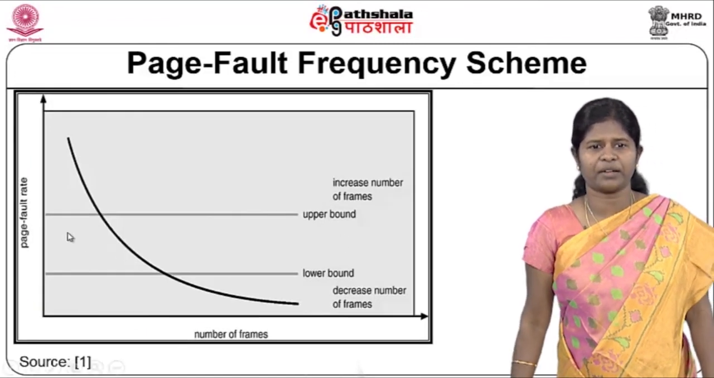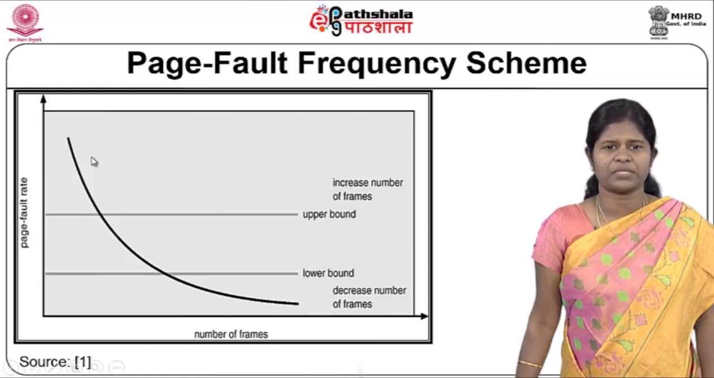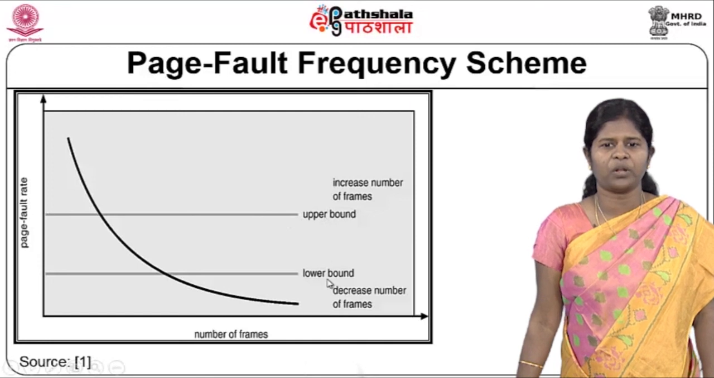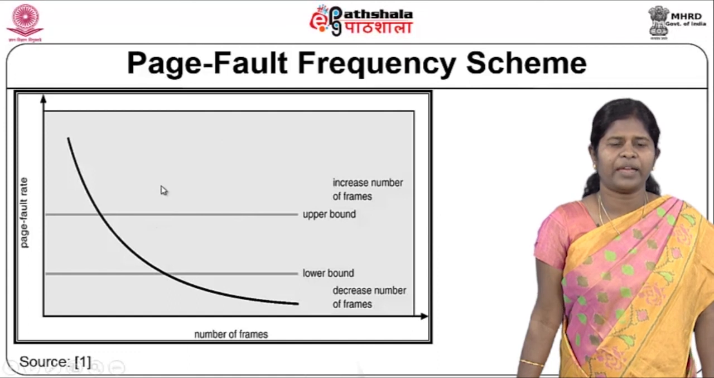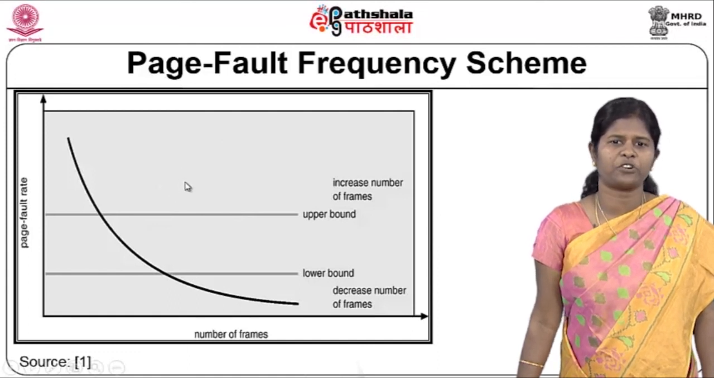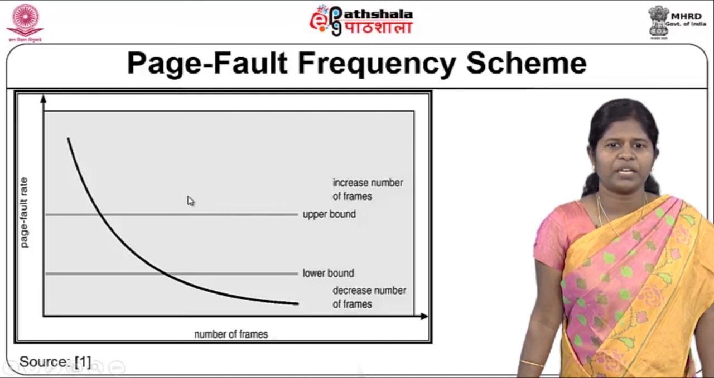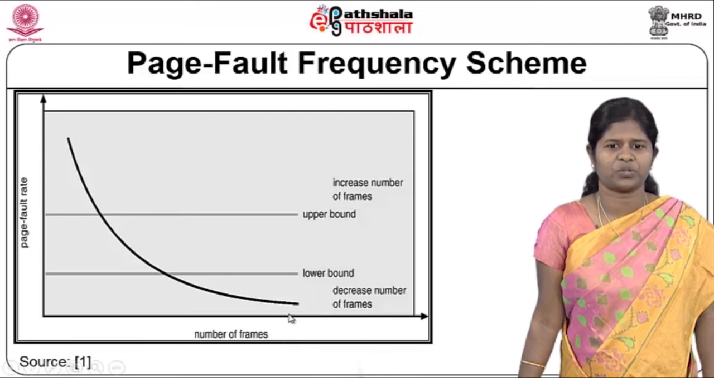Just look at this diagram. If the number of frames is increased for a process, the page fault rate decreases, and you have two thresholds, an upper threshold and a lower threshold. If the page fault rate goes above the upper threshold, there are too many page faults for the process, and you increase the number of frames allocated to it. If the page fault rate goes below the lower threshold, then too many frames are allocated to the process, and you decrease the number of frames allocated to it.